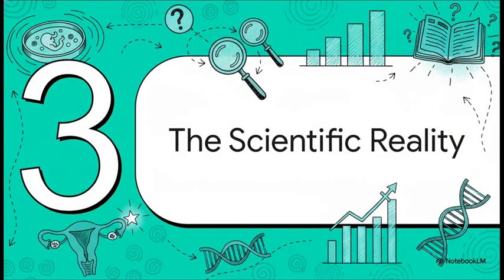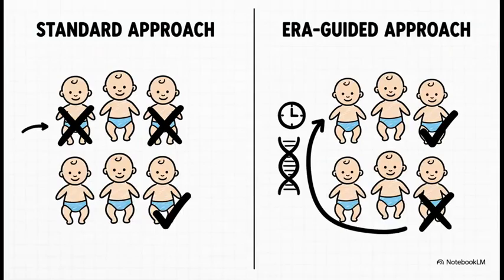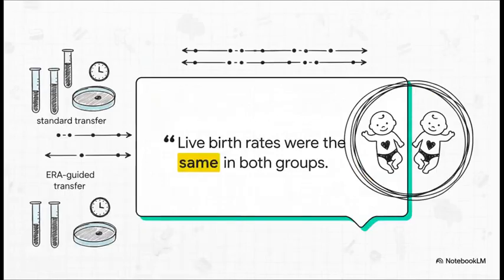So, we have this powerful promise and this really clear procedure. But does it actually help more people have a baby? This is where we need to take a hard look at the science. The central claim, the whole reason the ERA test exists, has always been super simple and direct. If you use this test to guide your transfer timing, you will have a higher chance of a live birth than if you just stick with the standard protocol. But then, in 2022, the biggest and most definitive study on this dropped.